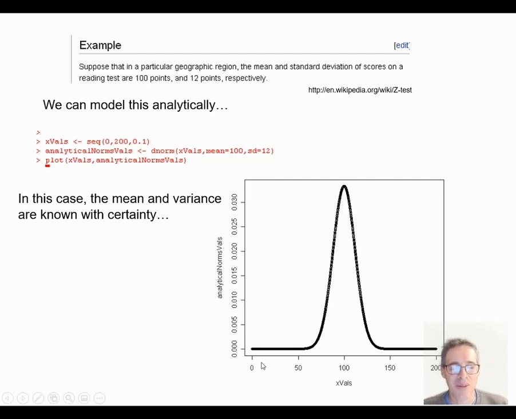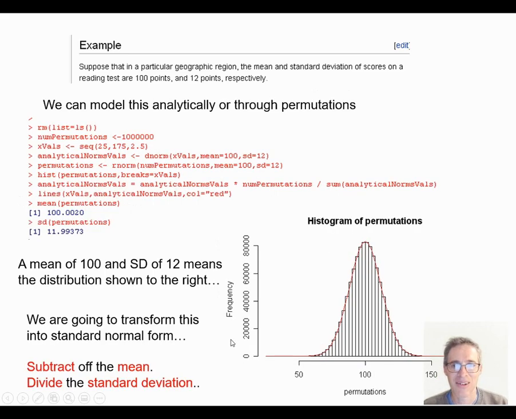Again, as we talked about in the previous lecture, this doesn't actually capture all of the probabilities because the dnorm is actually defined from minus infinity to positive infinity, but below 0 is vanishingly small, and above 200 is also vanishingly small. It's not actually possible to get a score below 0, so the math sort of disagrees with the interpretation of the data, but it's fine because it's so close to 0 that we can basically consider this to be 0. So we can go ahead and model this through permutations.